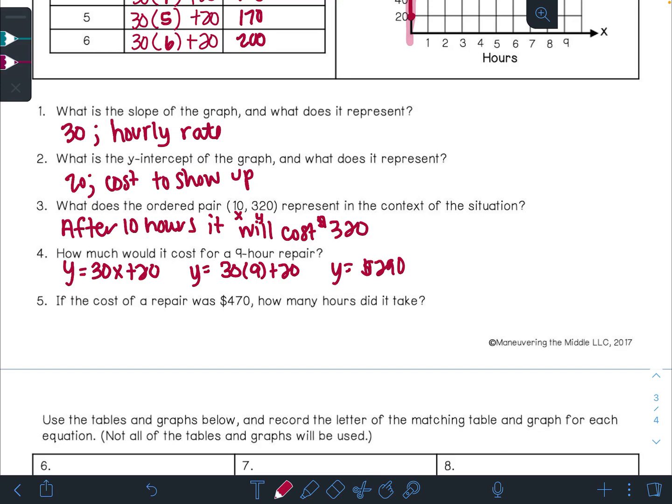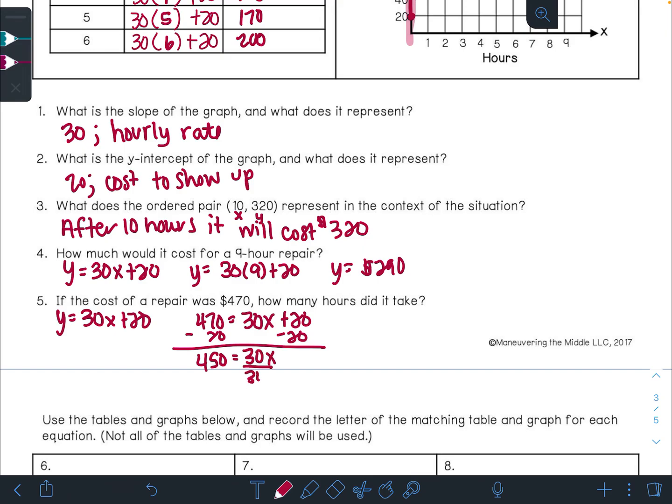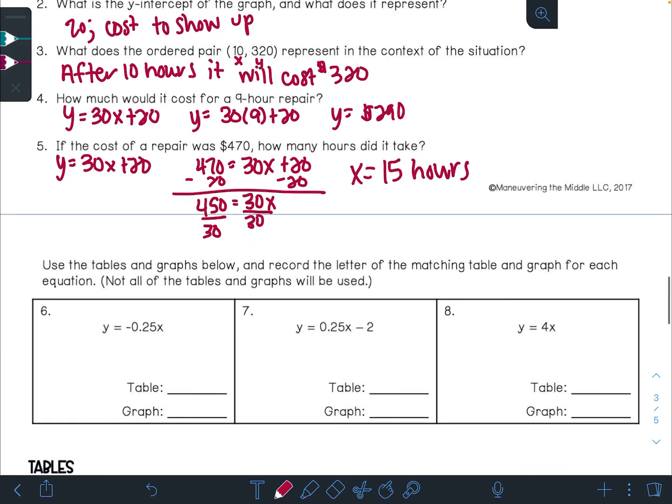And then if I wanted to know how long it would take for a cost of $470, I would again use my equation y equals 30x plus 20 and have 470 is equal to 30x plus 20. Take away 20, take away 20, because I'm solving for x, so I get 450 is equal to 30x. Divide by 30, divide by 30, and so I know x, it would take 15 hours.